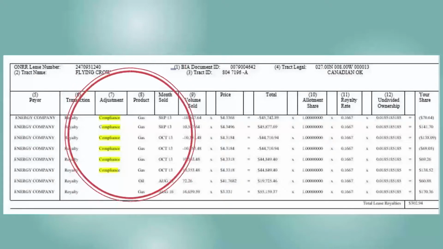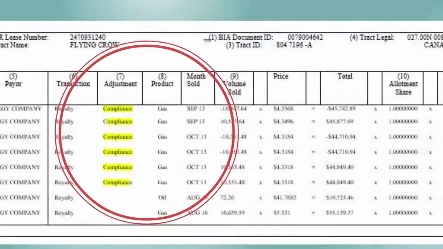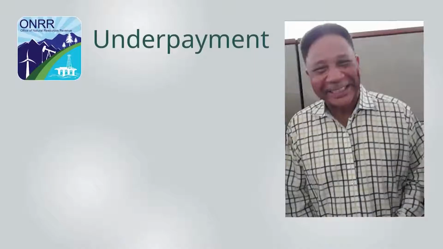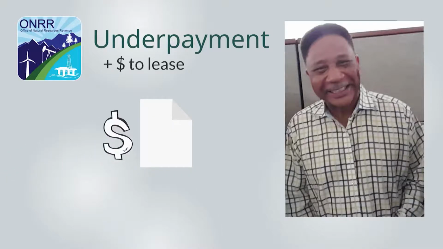Adjustments resulting from an audit are reported with the word compliance located in column 7 on your EOP. An audit or review may result in a finding of an underpayment, meaning your lease did not receive its share of royalties. So the company must adjust payments to pay those amounts. Text on screen: underpayment plus money to lease.